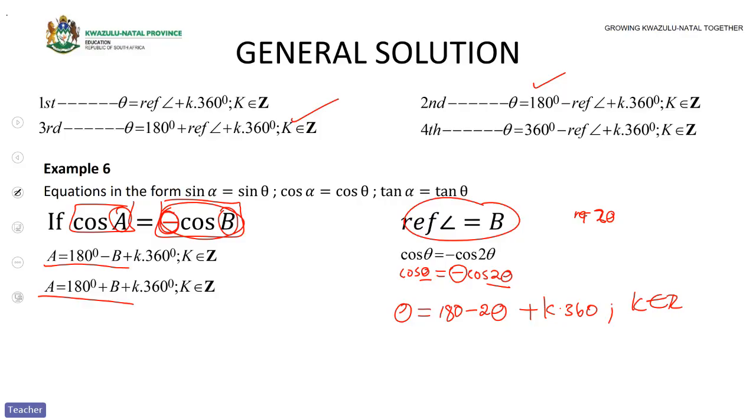So by looking at our equation now, you can then move this 2 theta to the other side because we want to solve for theta. 2 theta plus theta will then be 3 theta because this 2 theta, when it's moved to the left-hand side, will change its sign. And then we are left with 180 degrees plus K times 360, where K is an element of all integers. Then, because we want theta, we are going to divide by 3.